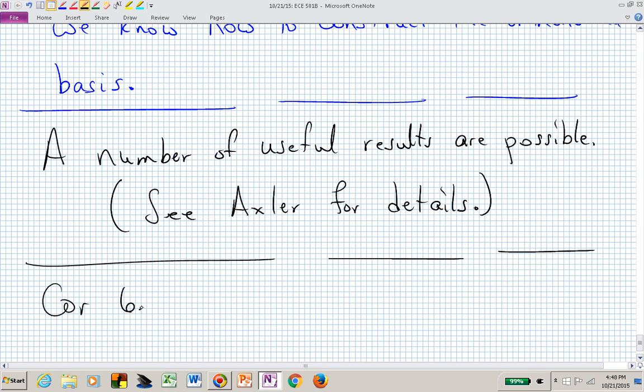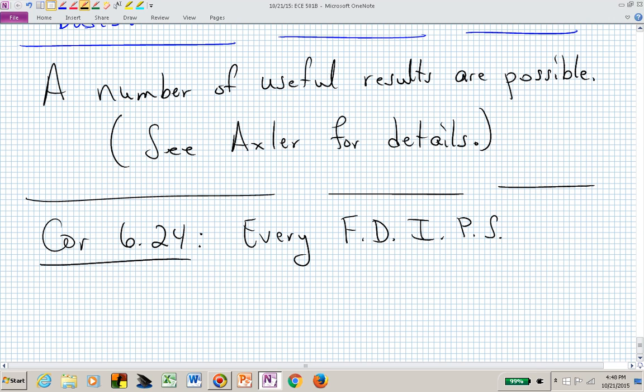First is corollary 6.24, and that says, and this is coming from the second edition, every FDIPS, what in the world does that mean? Finite dimensional inner product space, every finite dimensional inner product space. And what's an inner product space? A vector space with an inner product. So every finite dimensional vector space with an inner product has an orthonormal basis.